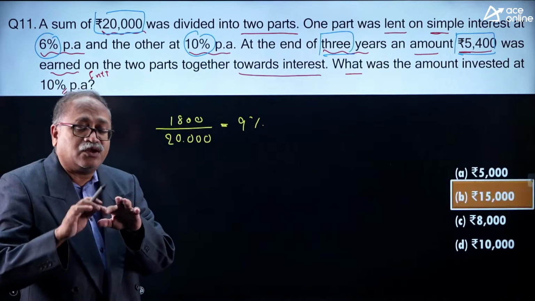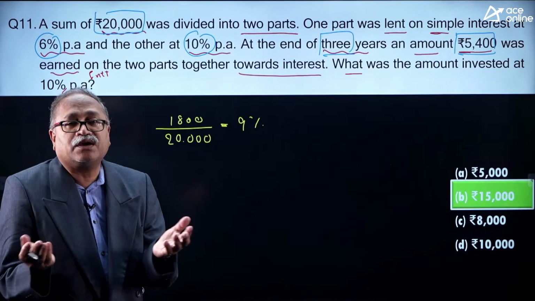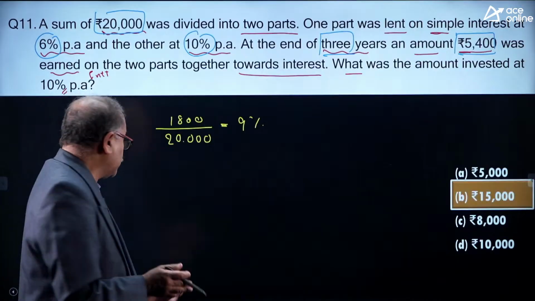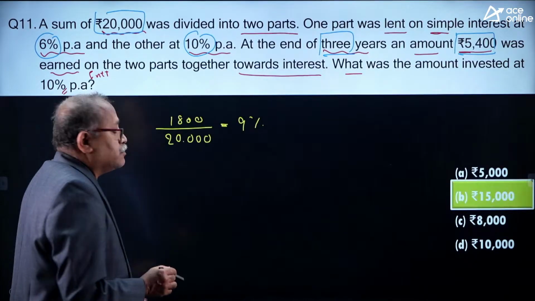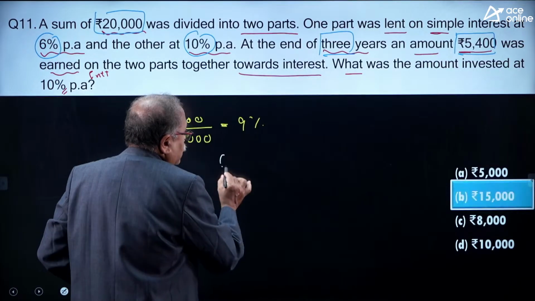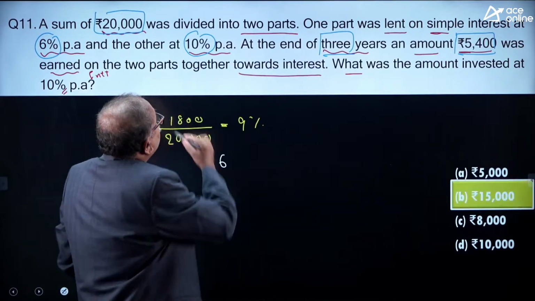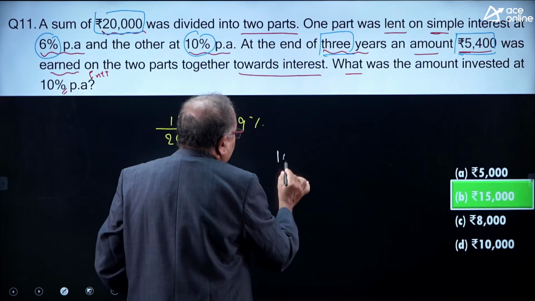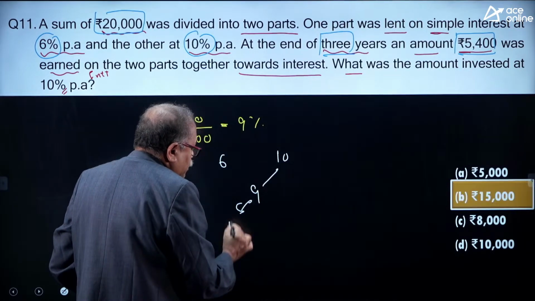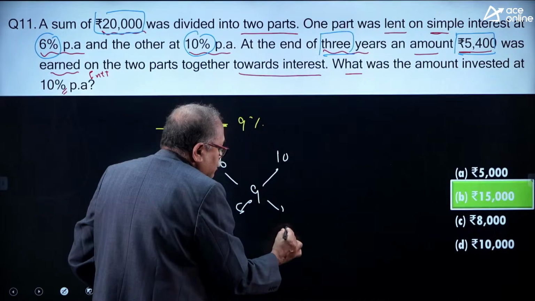So, when I am getting the lower, higher, mean, I can get the ratio of investment by using the alligation mixture method. I think Pandu must have known this, therefore he is able to answer the question. So, 6%, 10% and this is 9%. I will take the difference, here it is 1 and here it is 3.